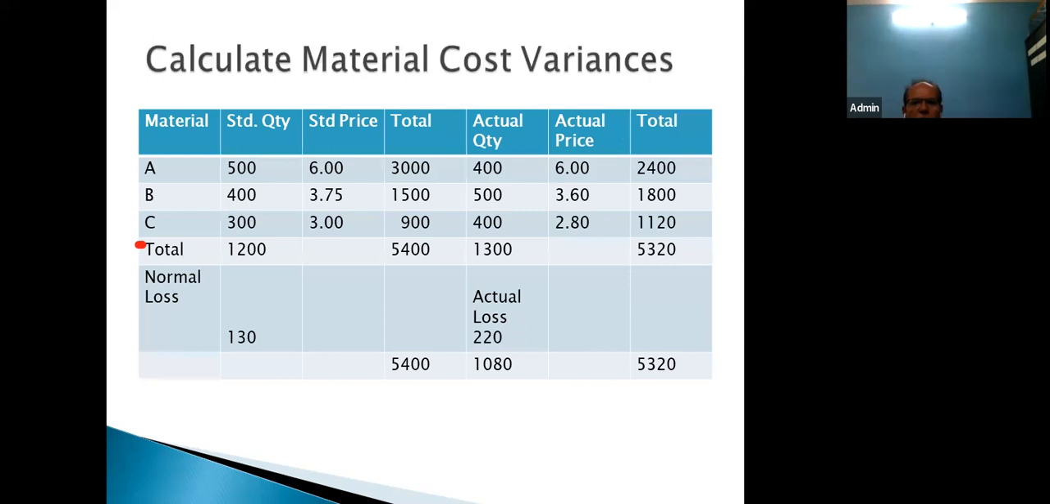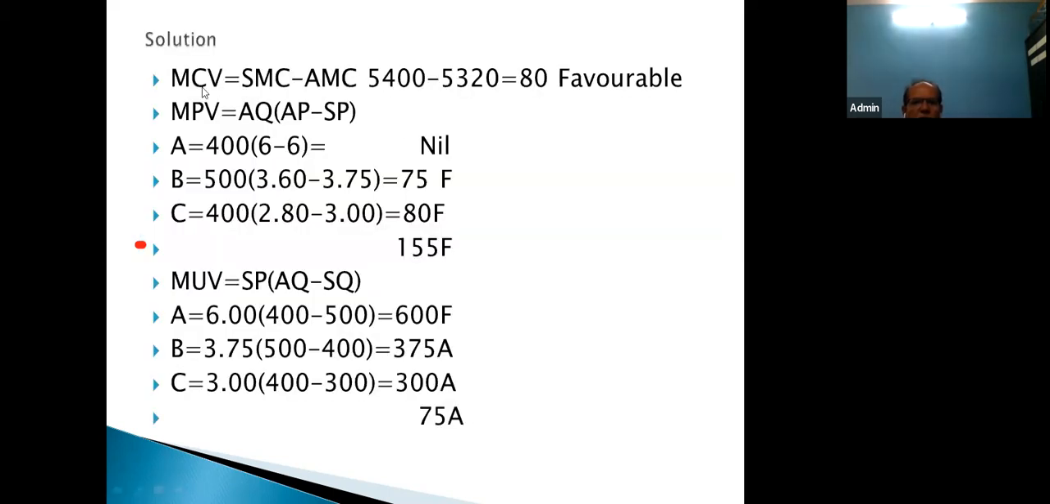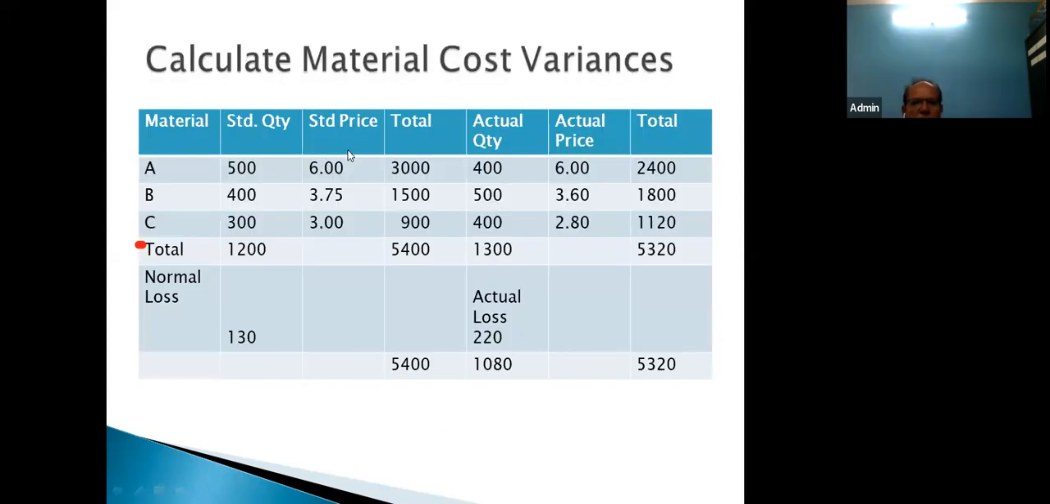Now, we'll begin with the solution part. First, we will calculate MCV. MCV stands for material cost variances, equals standard material cost minus actual material cost. Now, standard material cost, how much is it? Look at this table. What is the standard material cost?